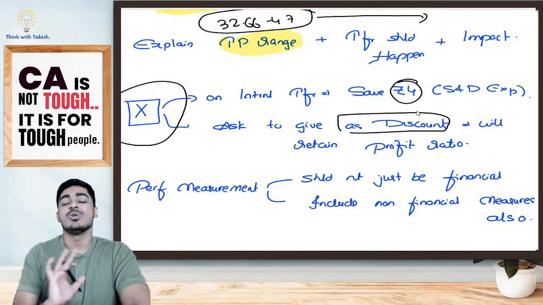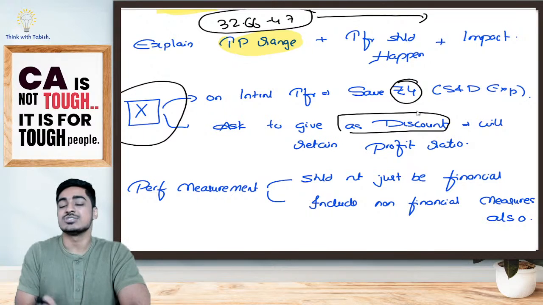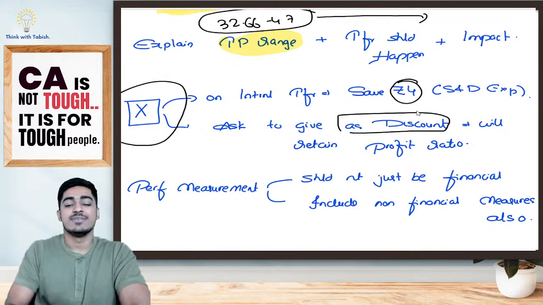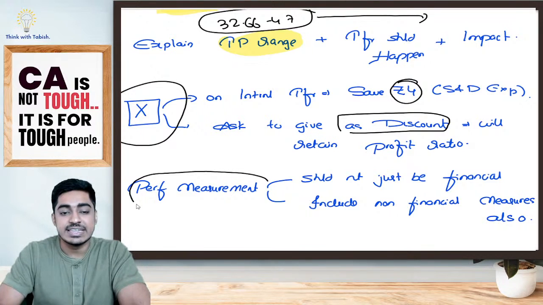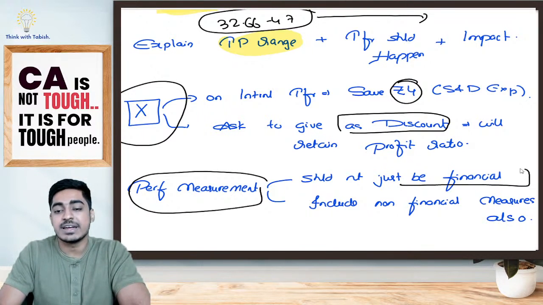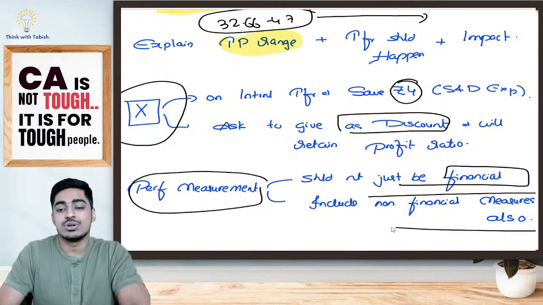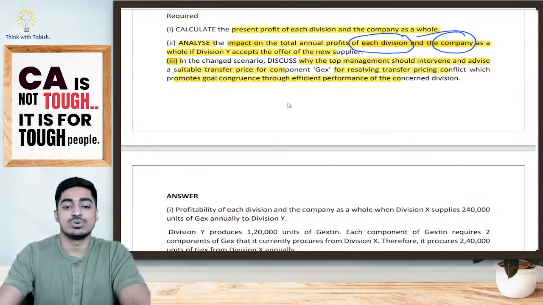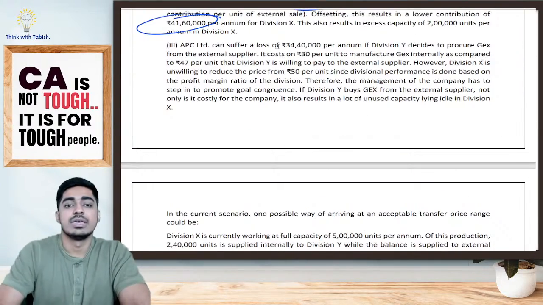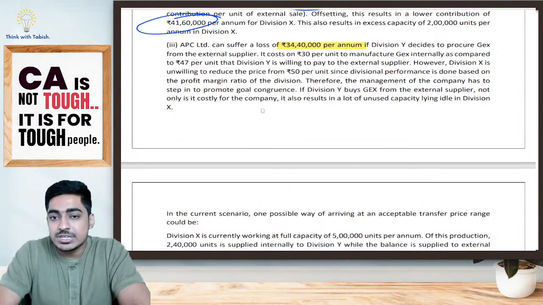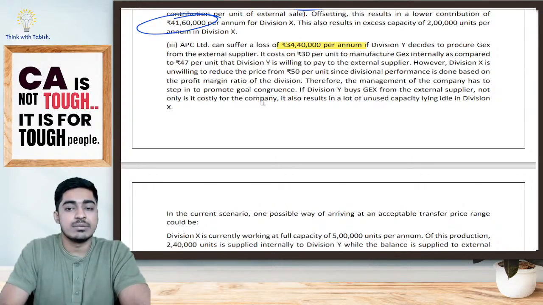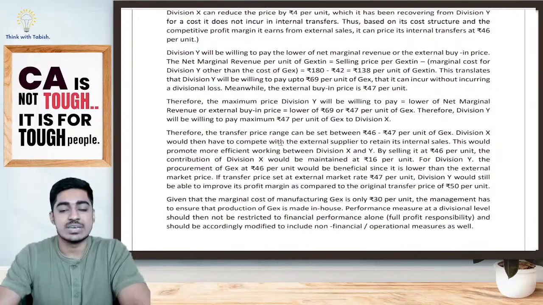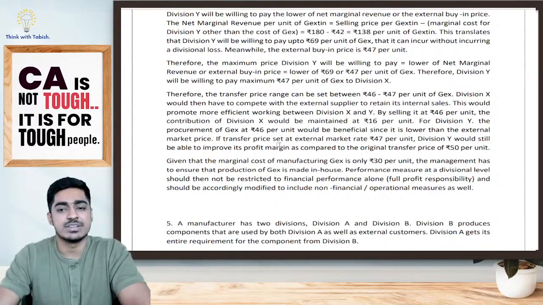We'll always tell that performance measurement should never be based on merely financial factors. Non-financial factors should also be included while we are evaluating the performance. Look at the answer. The company will suffer a loss of 34,40,000. We've told the minimum and maximum transfer price, the transfer pricing range, and why it has happened, the entire same last paragraph is told.